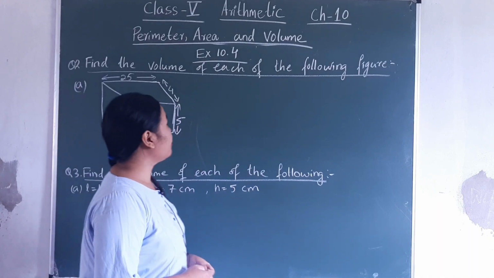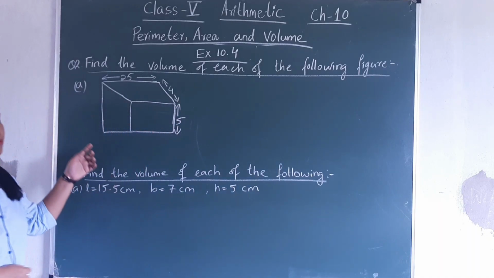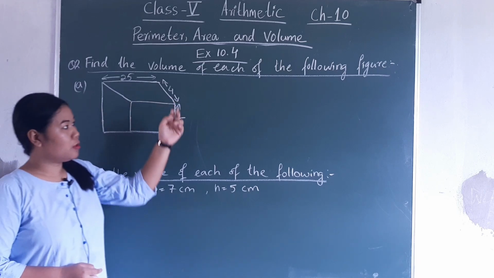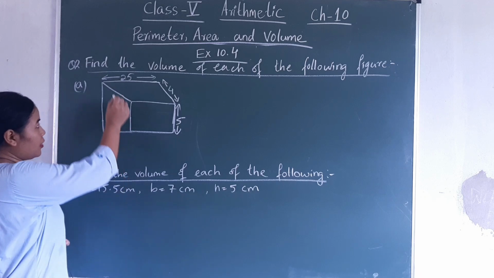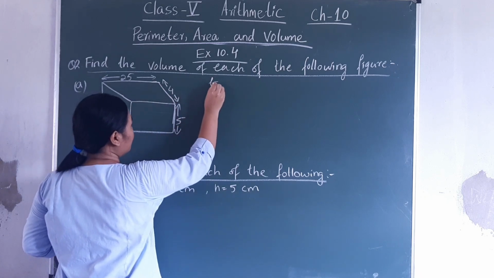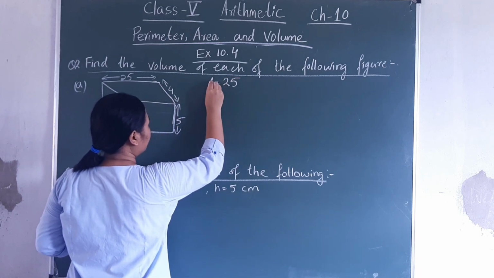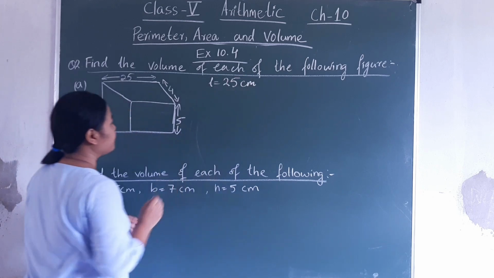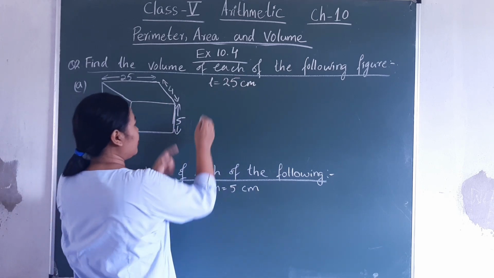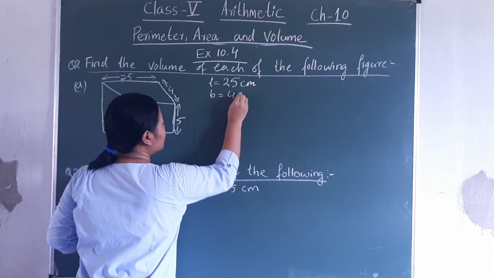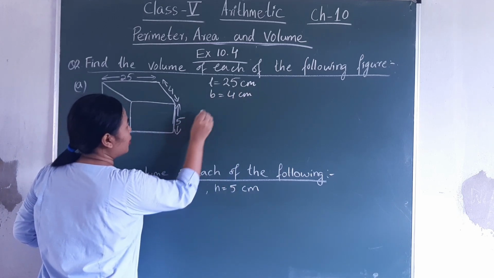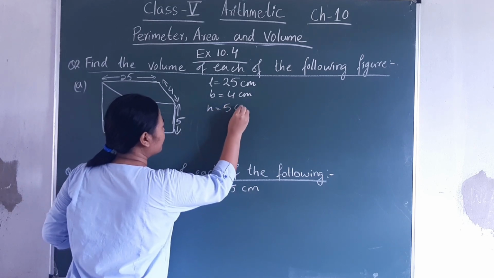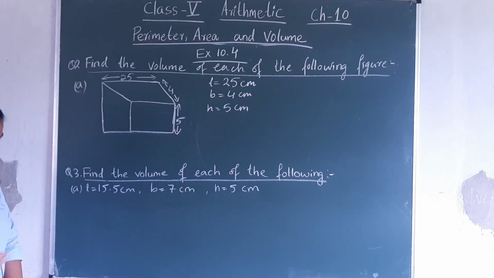Okay, now we will solve exercise 10.4, question number 2. Find the volume of each of the following figures. The first figure, a box is given, the length is given 25 centimeter, and the breadth is given 4 centimeter, and the height is given 5 centimeter.